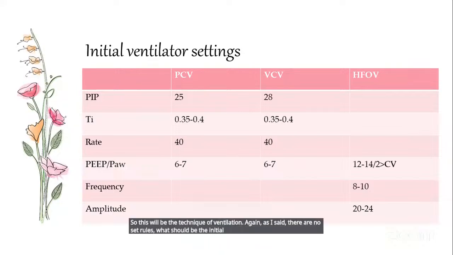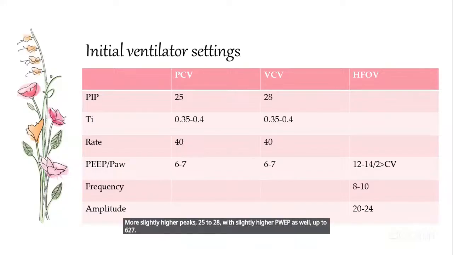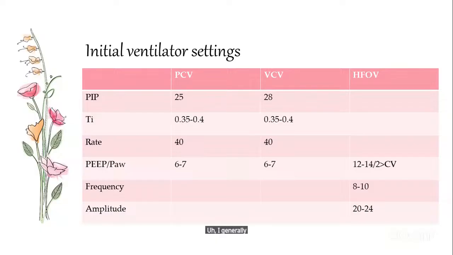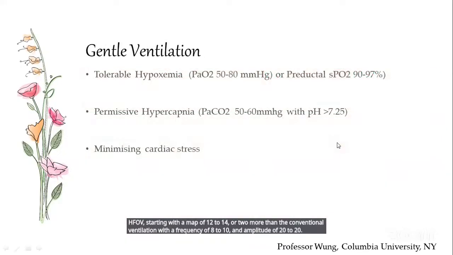But if you are ventilating on pressure control mode, slightly higher peaks, 25 to 28, with slightly higher PEEP as well, up to 6 to 7, are generally required. FiO2 based on your SpO2s. If you are ventilating on HFOV, start with a MAP of 12 to 14 or 2 more than the conventional ventilation, with a frequency of 8 to 10 and amplitude of 20 to 24.